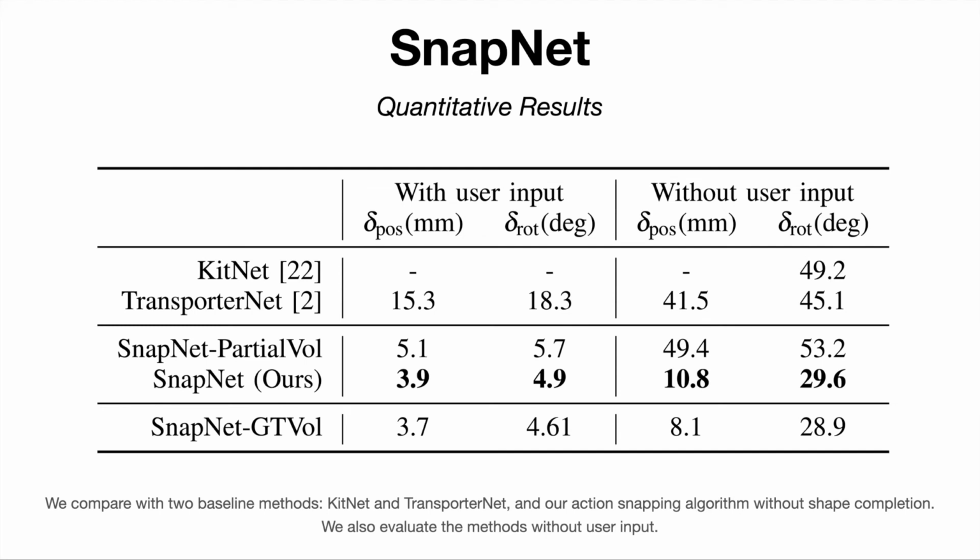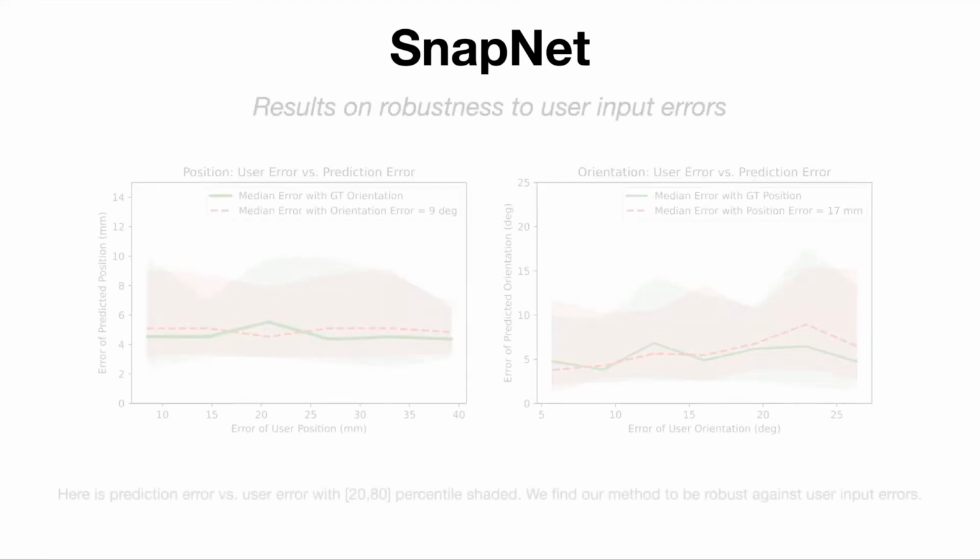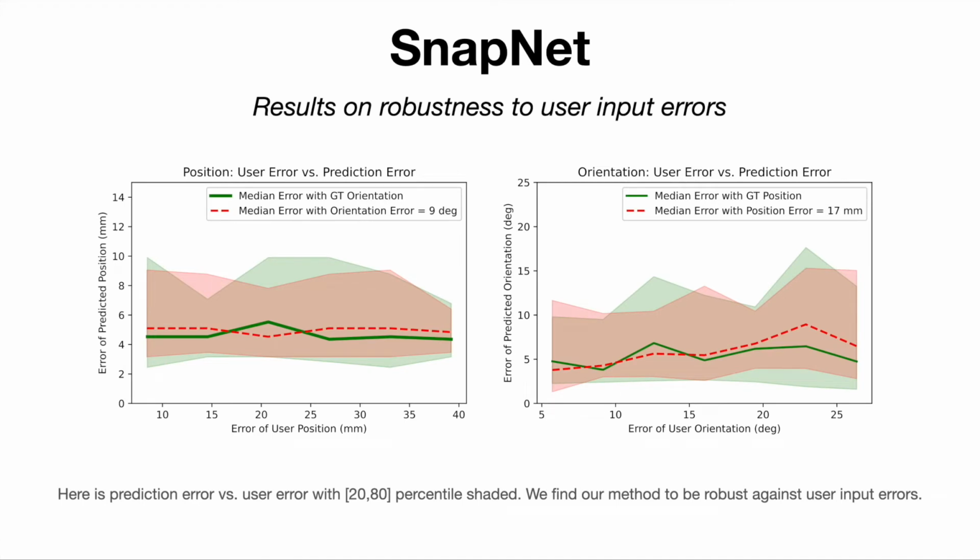Now we show some quantitative results of SnapNet in both with user input and without user input scenarios. We find SnapNet to outperform previous baselines, KitNet and TransporterNet. By comparing with SnapNet trained and tested on partial volumes, we find that our scene completion algorithm to be essential to pose prediction. We also find SnapNet to be robust against errors in user input. On the left, as user error position increases, SnapNet maintains its low prediction error. Moreover, even with large rotational error, SnapNet can predict position with low error. Similar results are found for predicted rotation on the right.